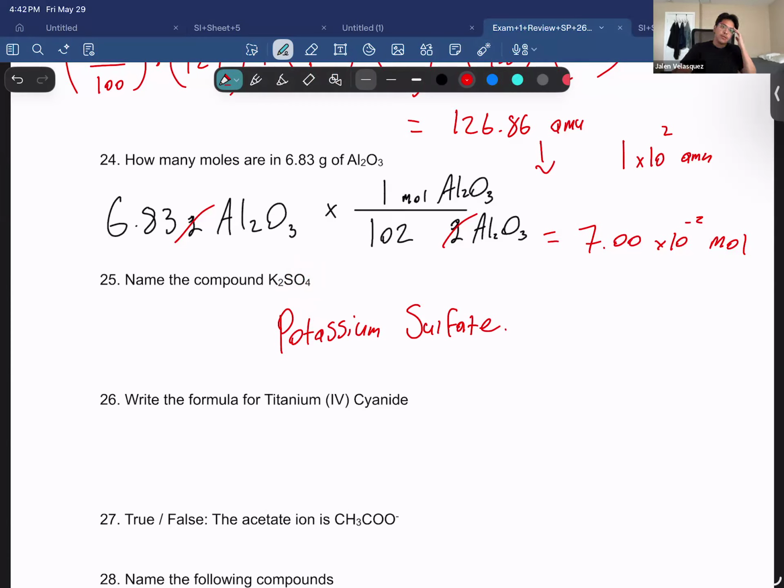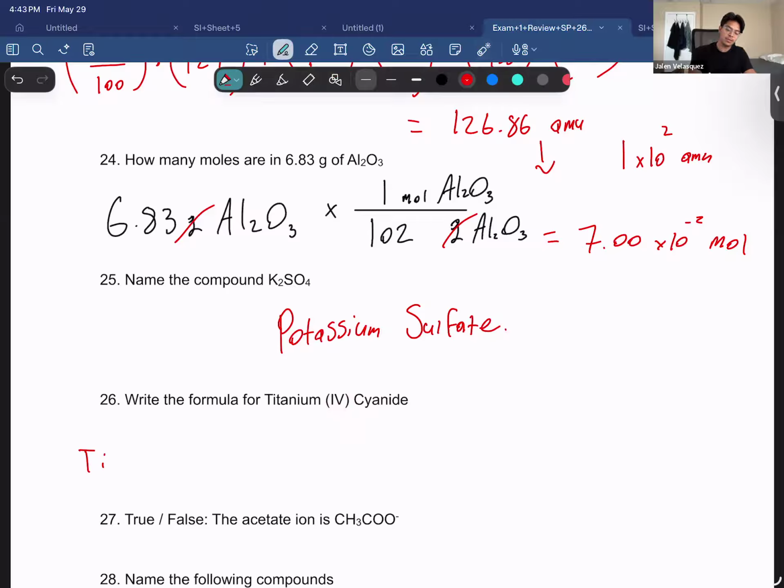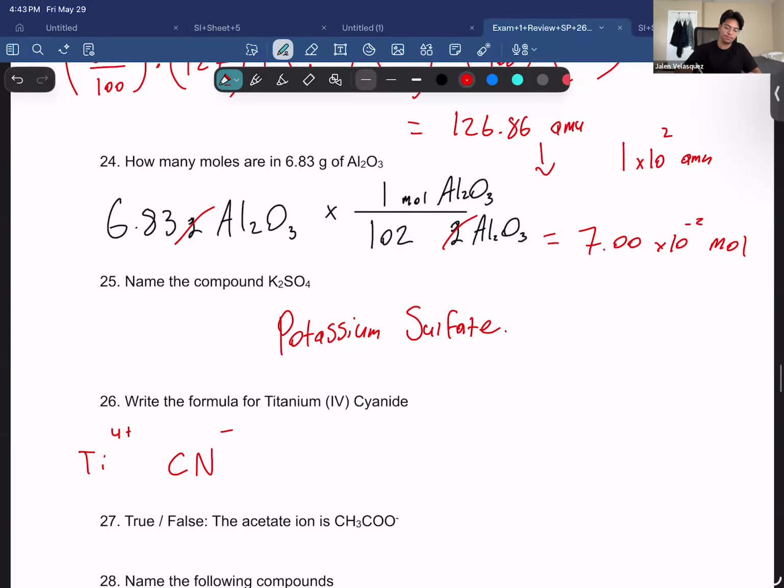Okay, for 26, I want you to write the formula for titanium 4 cyanide. So titanium 4, right? For the transition metals, we have to use those Roman numerals to indicate the charge. So that means titanium is 4 plus. And does anybody know what the charge for the cyanide ion is? So the cyanide ion is -1.